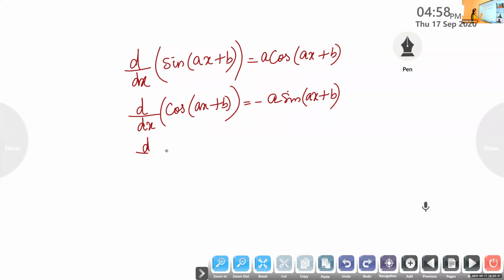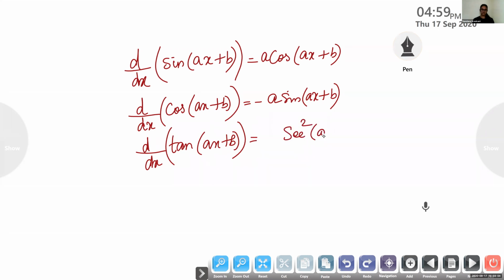What about d by dx of tan of ax plus b? Nandana. The derivative of tan of ax plus b. Sec square of ax plus b into a.